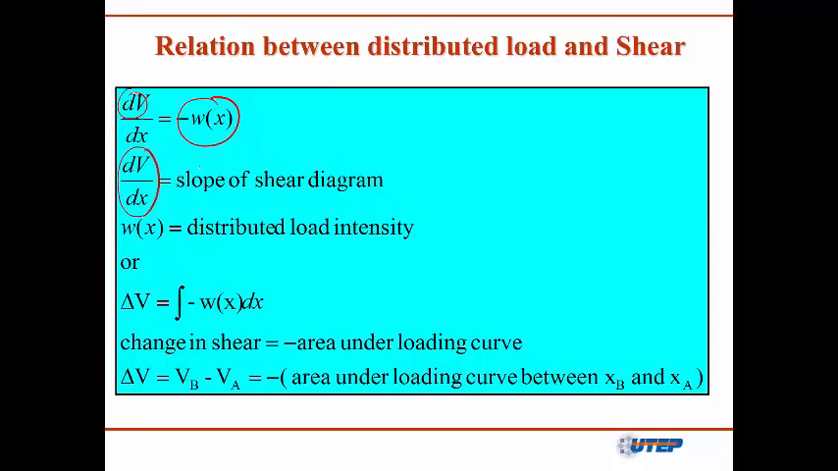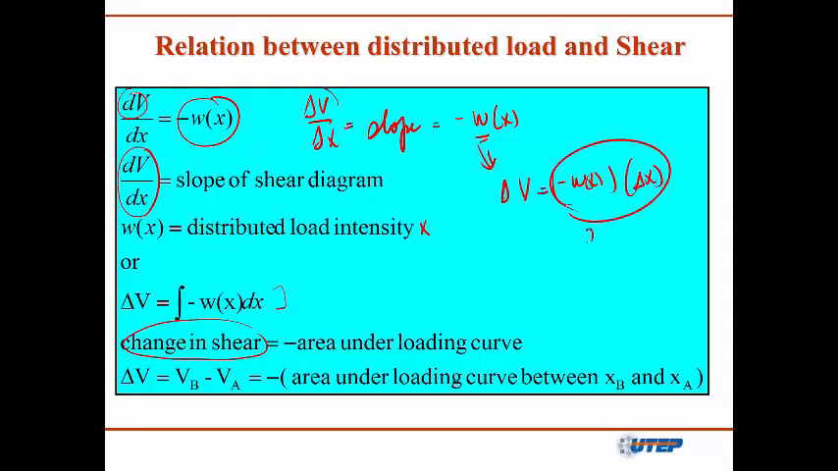So this dV over dx is like delta V over delta x, which is like the slope. Okay? So what it tells you is that the slope of the shear diagram, whenever you have a distributed load, equals the distributed load itself. So the intensity is here. And this is in differential form. So this means that the change in shear equals the area under the loading curve. Because when I look at this expression, this minus w times delta x is the area under the curve. So keep this in mind, the change in shear equals the area under the curve.